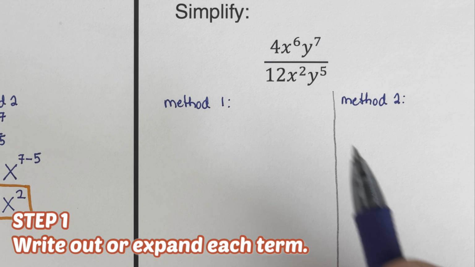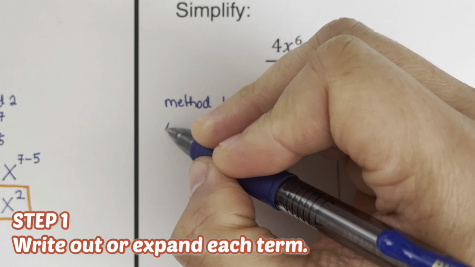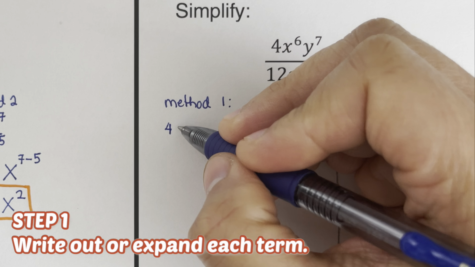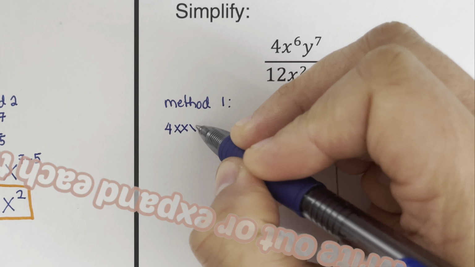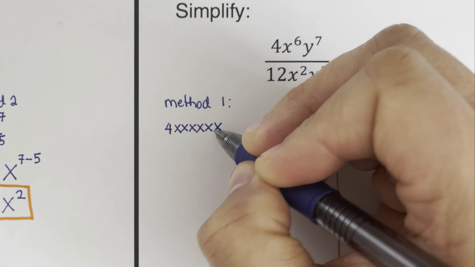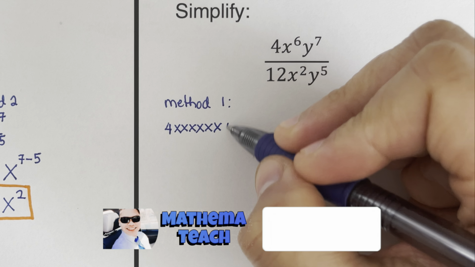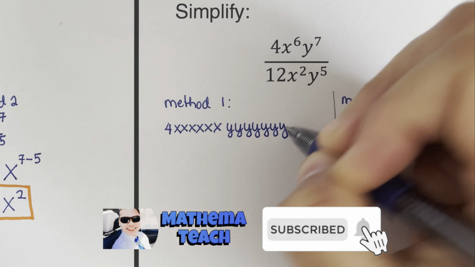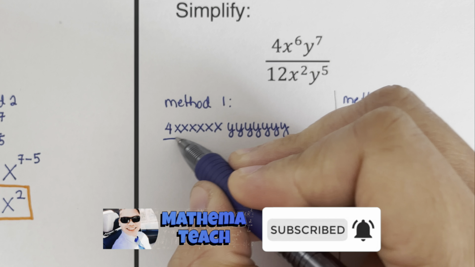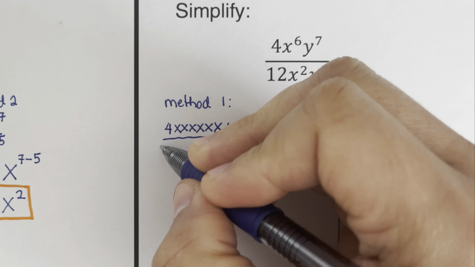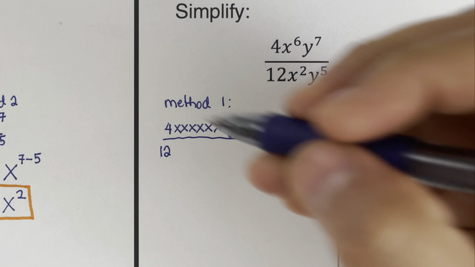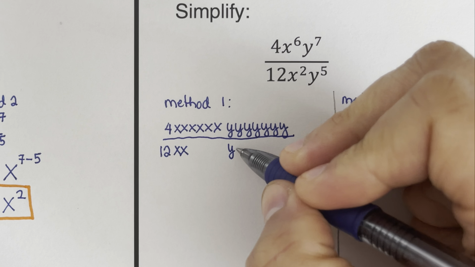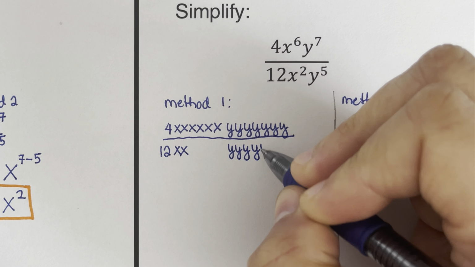This means that we are going to write 4. And then we have 6 x's. That's what the x to the 6th power means. 1, 2, 3, 4, 5, 6. And then there are 7 y's. 1, 2, 3, 4, 5, 6, 7. And then this is over 12. So I write 12. And then there are 2 x's, x and x. And then there are 5 y's. 1, 2, 3, 4, and 5.